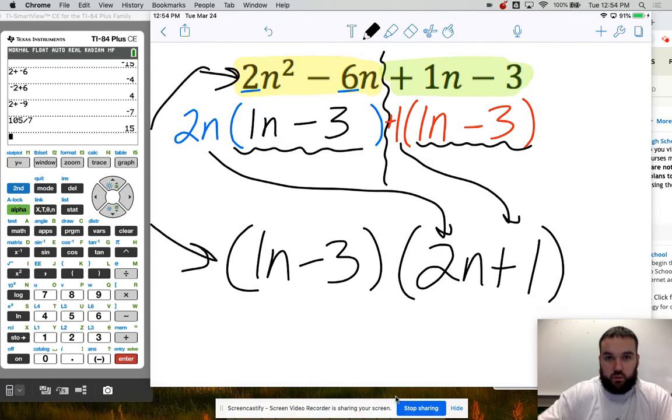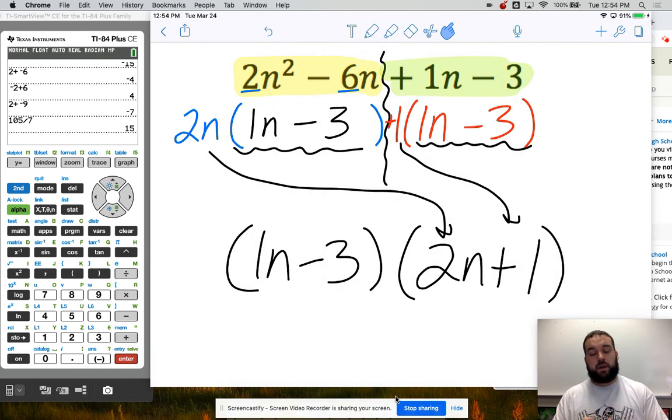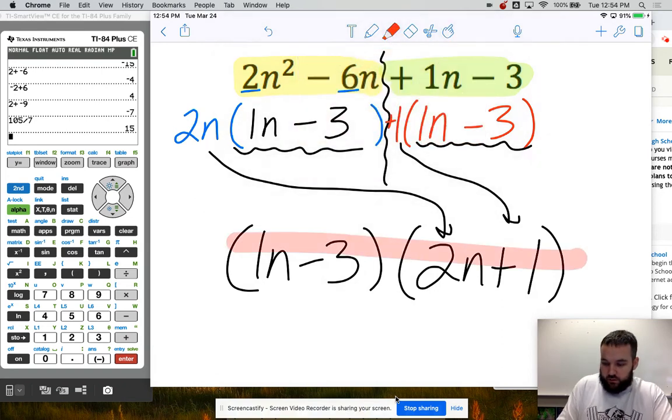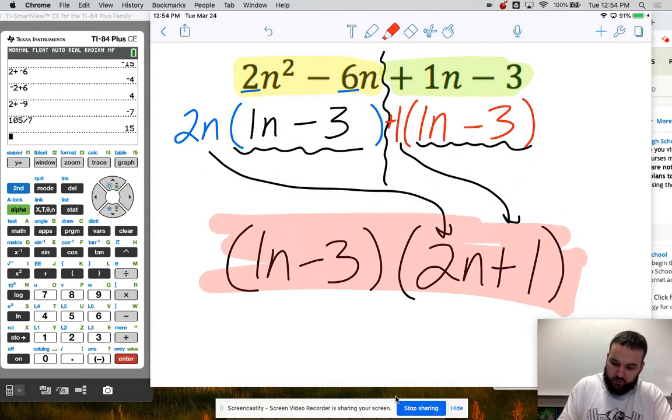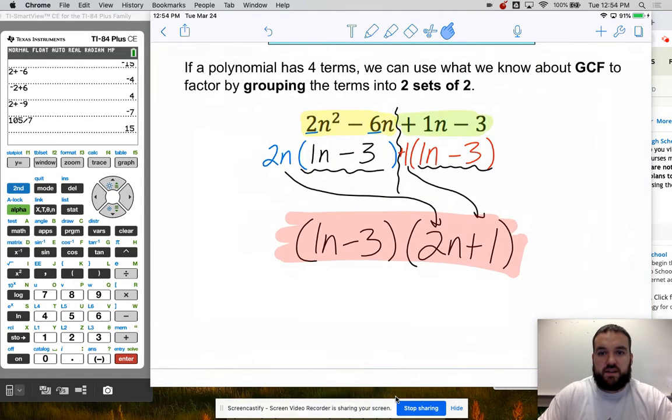Okay, so the factored version of this is what's in parentheses right there, 1n minus 3 times 2n plus 1. Now, you could go ahead and distribute to check your work, but this thing right here is what we're looking for. It is two sets of parentheses that, if multiplied together, will give us back the original problem that we started with. Okay, so let's see that again.